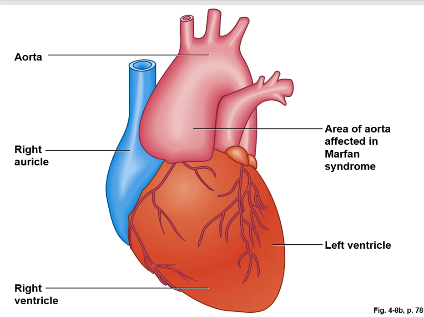And this is a diagram of the heart and its major blood vessels. So oxygen-rich blood is pumped from the lungs to the left side of the heart. And from there, the blood's going to go through the aorta to all the parts of the body. In Marfan syndrome, defective connective tissue causes the base of the aorta to enlarge, which can rupture and it can cause death.